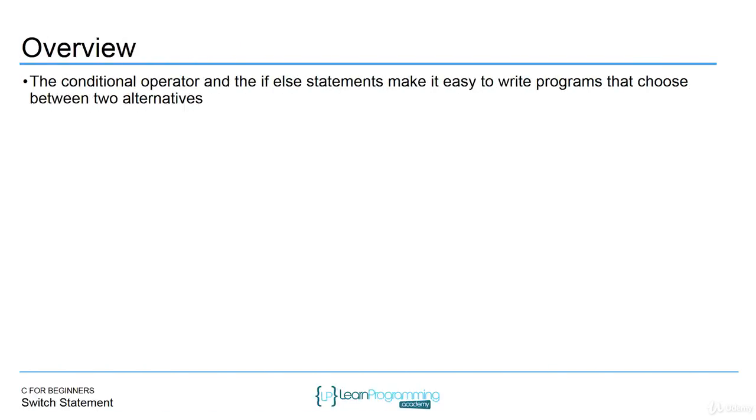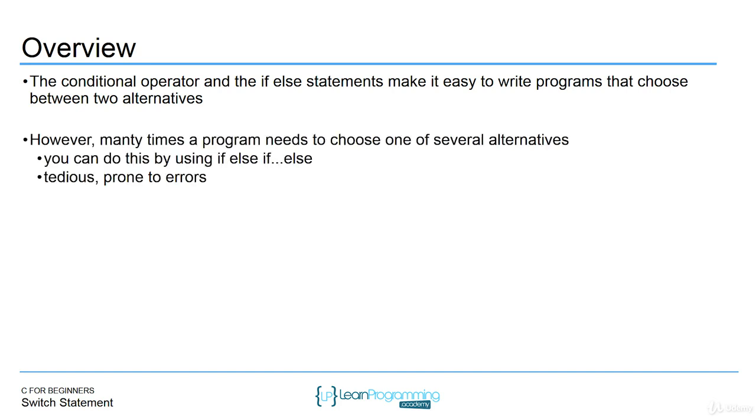So the conditional operator in the if-then-else statements makes it easy to write programs that choose between two alternatives. Right? It's very easy to ask questions and make decisions. However, many times a program needs to choose one of several alternatives. And this would essentially be the if, else if, else if, else if, else if, right?